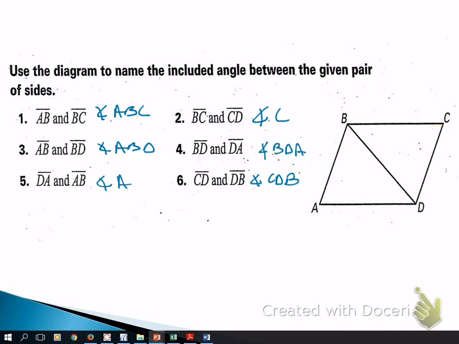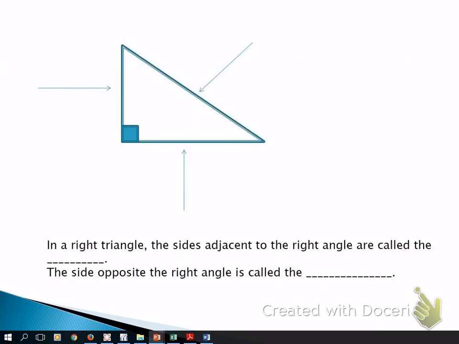Okay, and there are the last three. Any issues getting those? If it's not making any sense, make sure you come find me. Okay? Now, a quick review of a right triangle.